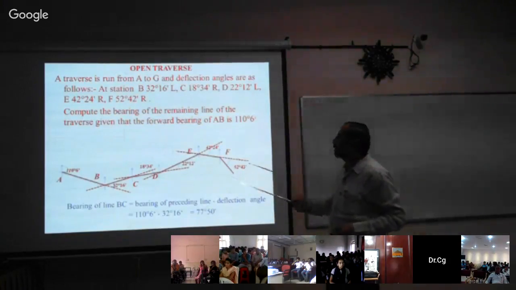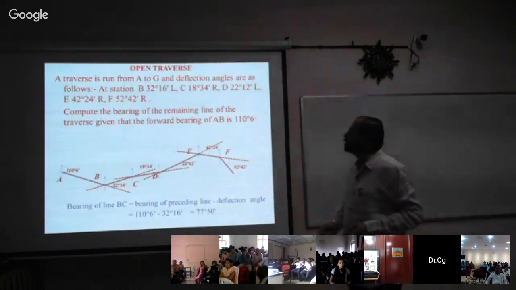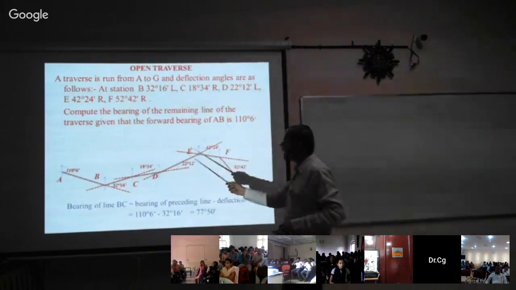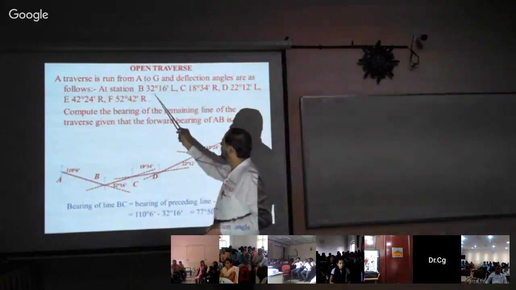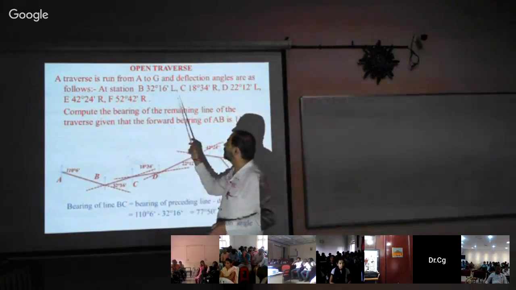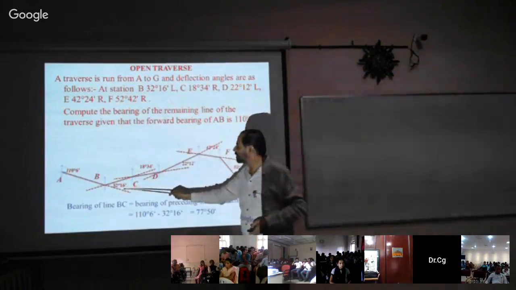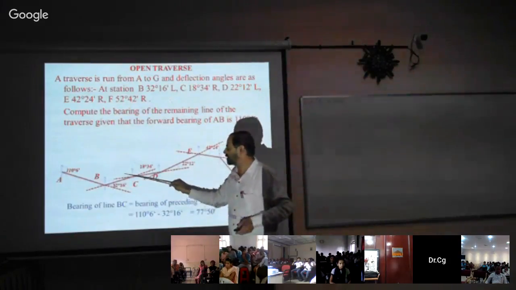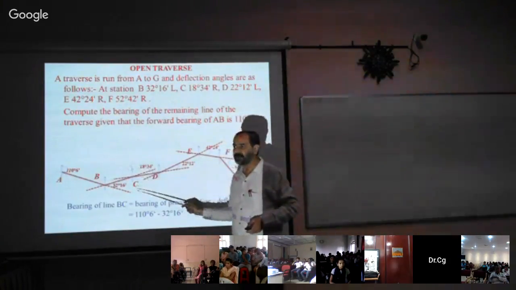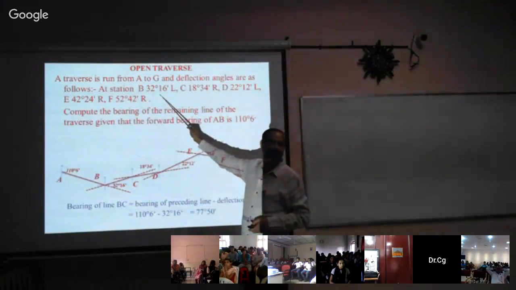Then this is another problem: a traverse is run from A to G and the deflection angles are given as follows. At station B, the deflection angle is 32 degrees 16 minutes. I told you, it is left. A 32 degree left deflection means the line is changing direction. The line AB is changing direction to BC, from AB to BC by around 32 degrees 16 minutes.